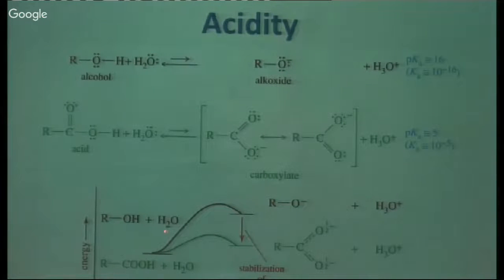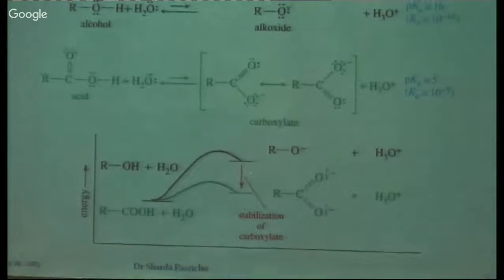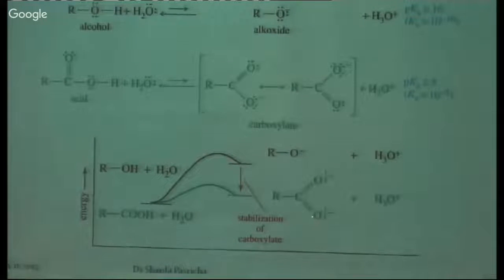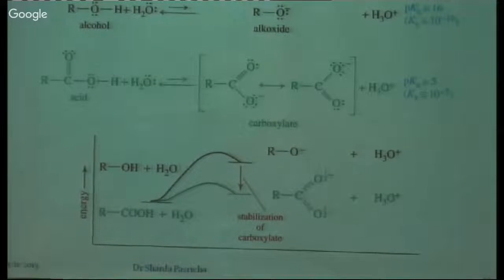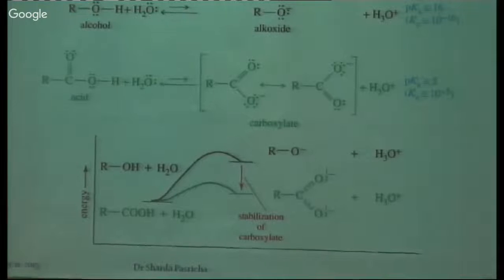Now what I have shown in this slide is the stability difference between the alkoxide ion and the carboxylate ion. You can see there is a huge difference in energy between the alkoxide ion and the carboxylate ion, and the difference is because of resonance. Because of delocalization of the minus charge, effectively there is only a half negative charge residing on each of the oxygen. The full negative charge gets delocalized.